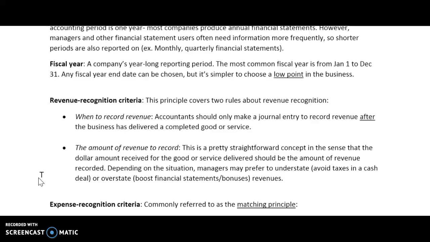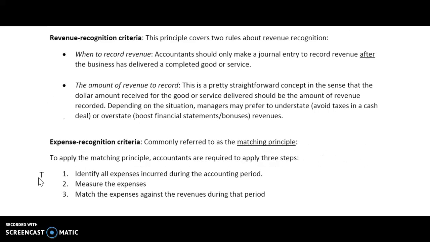And second, the amount of revenue to record. This is a pretty straightforward concept in the sense that whatever you bill your client for is the amount of revenue you should record. Accountants need to be careful with that because sometimes managers may prefer to understate revenues to avoid taxes. Most people don't like paying taxes to the CRA, or they might overstate revenues if their bonuses depend on it, or if the stock price depends on that, right? Higher profit generally means higher stock prices.